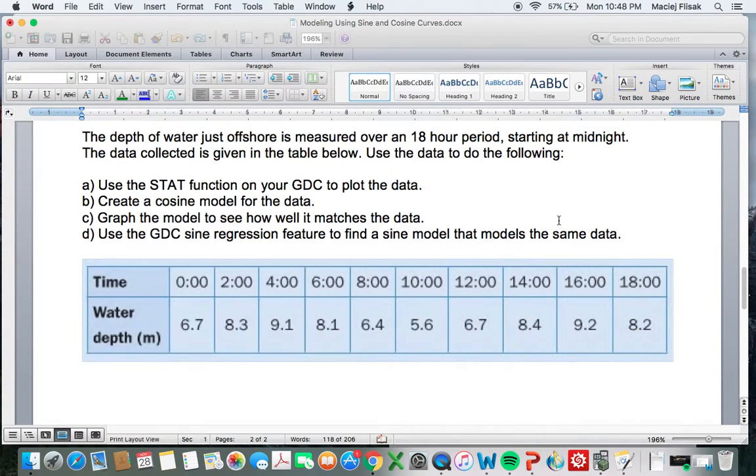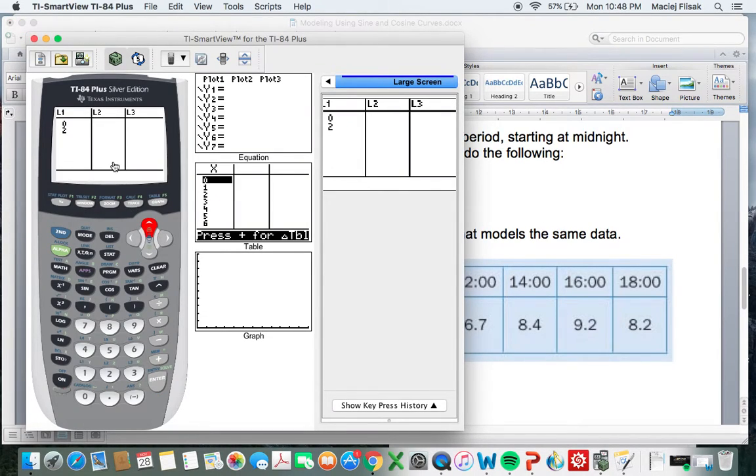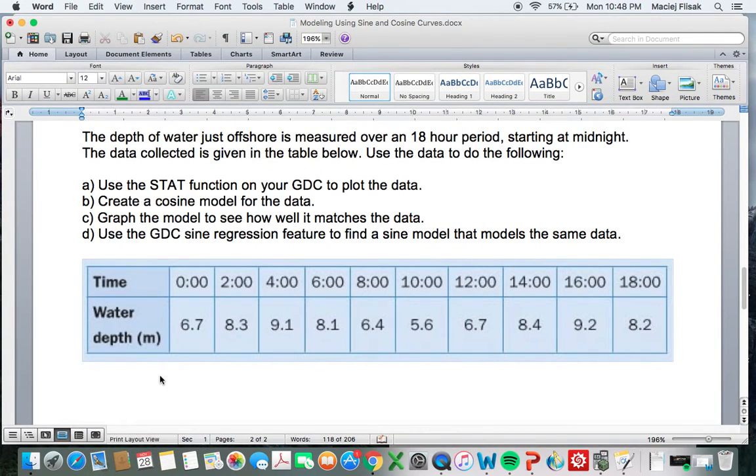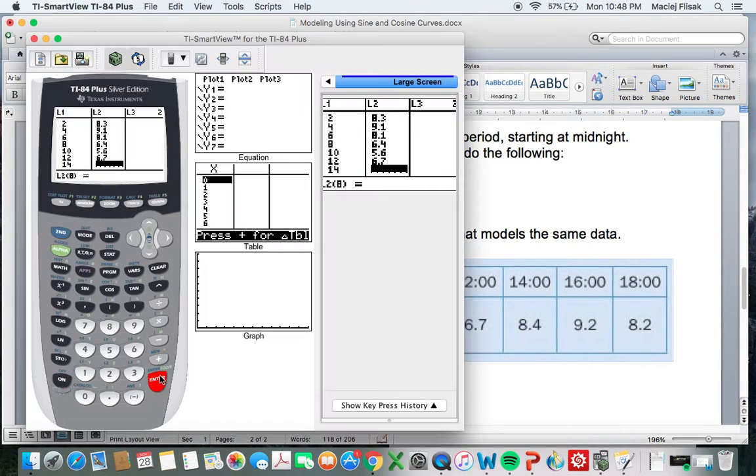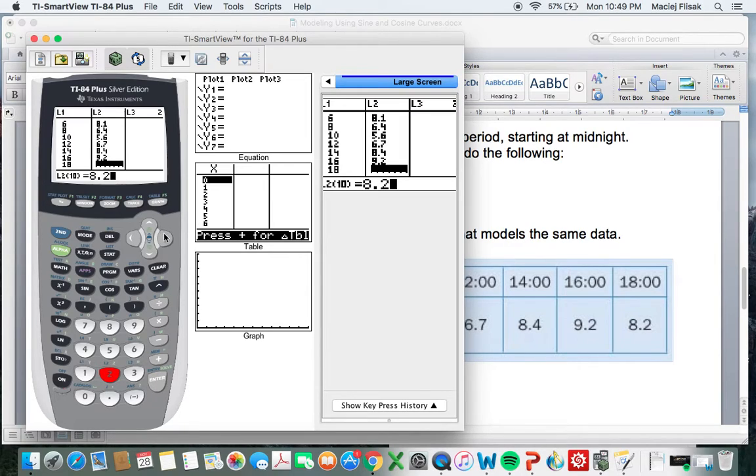Okay, I think I got all the values. Yep. Okay, now I'm going to go to my other list. Okay. 6.7, enter, 8.3, enter, 9.1, 8.1, 6.4, 9.6, 7, 4, 9.2. Okay, I entered all my data.